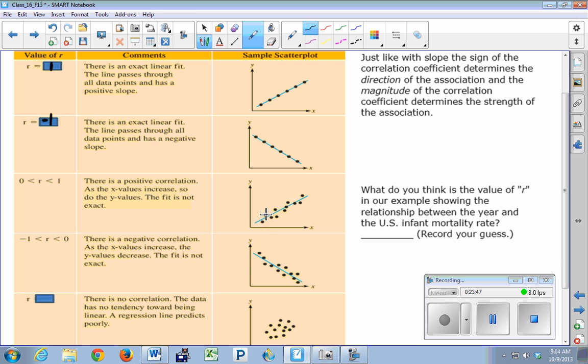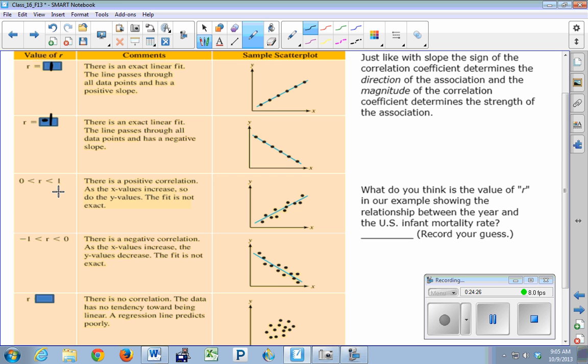Now, here's some data over here, and you look at that and you say it's got to be a positive direction. As one of my variables is increasing, so is my other one. So I'm going to have a positive association going on here. I don't know yet what my R value is, but I do know it has to be between 0 and 1. I know it's not equal to 1 because they don't lie in a straight line, and I'll show you why it's not equal to 0 in a minute. So it's going to be a positive decimal between 0 and 1.